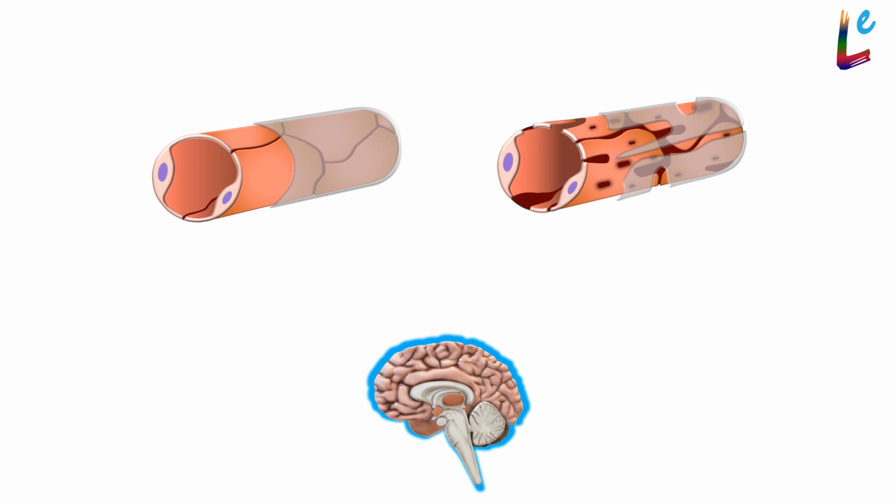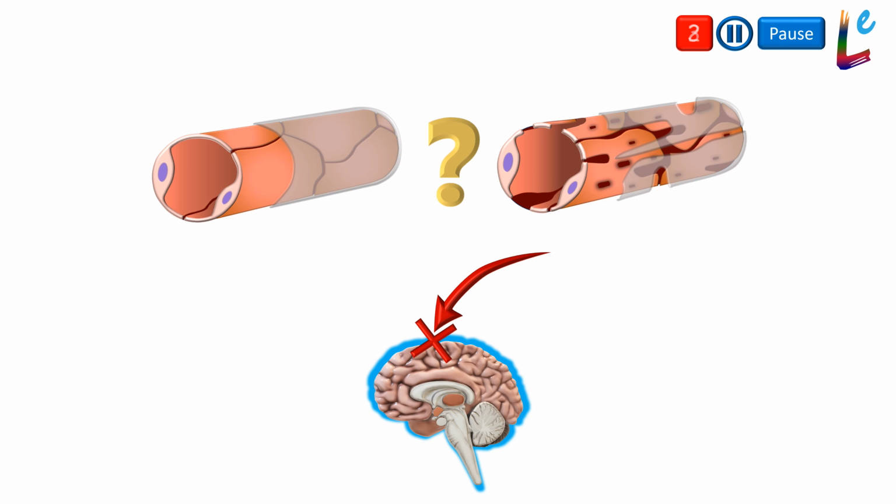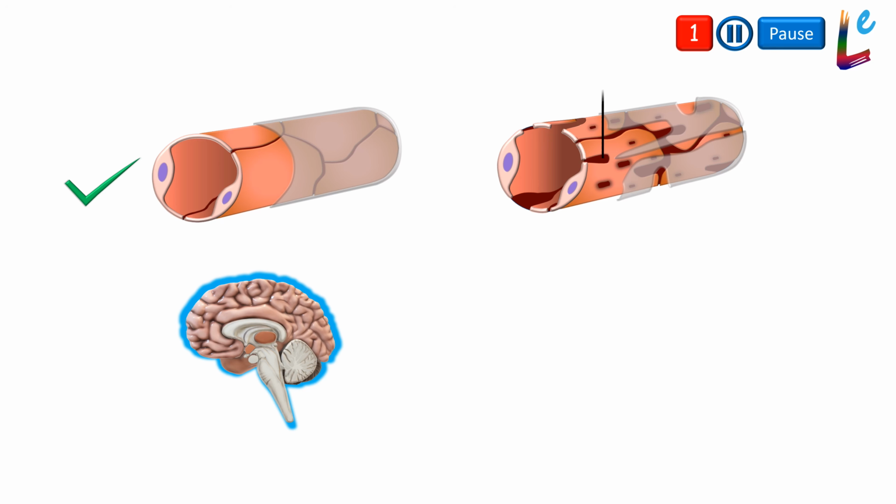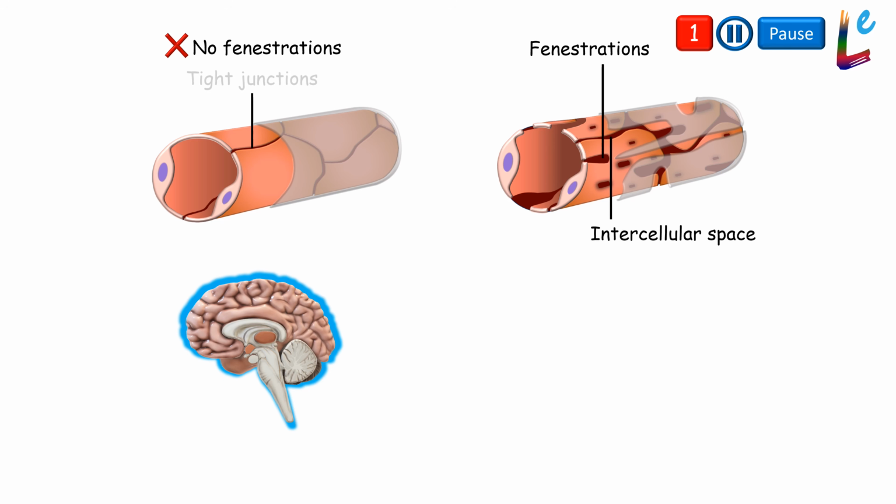Now, among the capillaries in the body, two types are shown here. Pause the video and guess which of these would be most suited for the brain. Remember, the body tries to restrict xenobiotic entry into brain. This one. Here, the endothelial cells have no pores or fenestrations, and they are also connected by tight junctions. This leaves no opening for the xenobiotic molecule to pass through. Such capillaries form the blood-brain barrier.